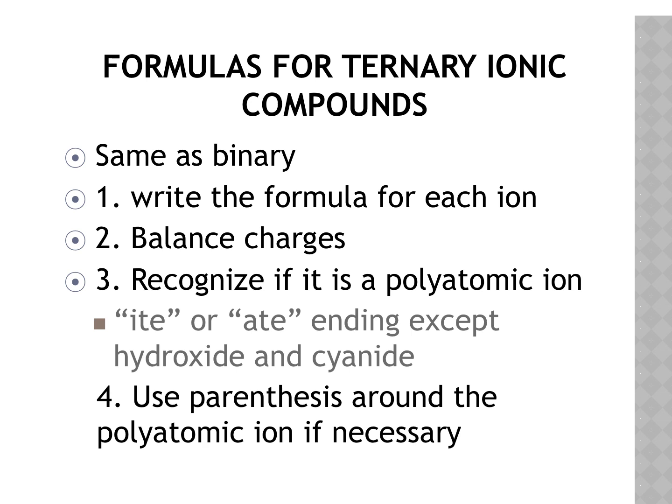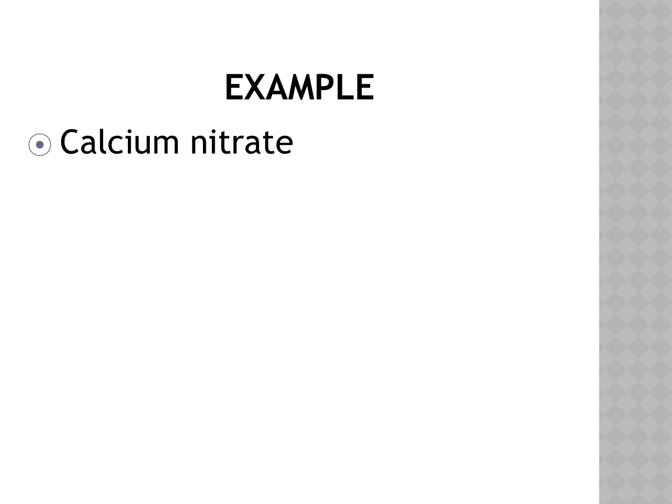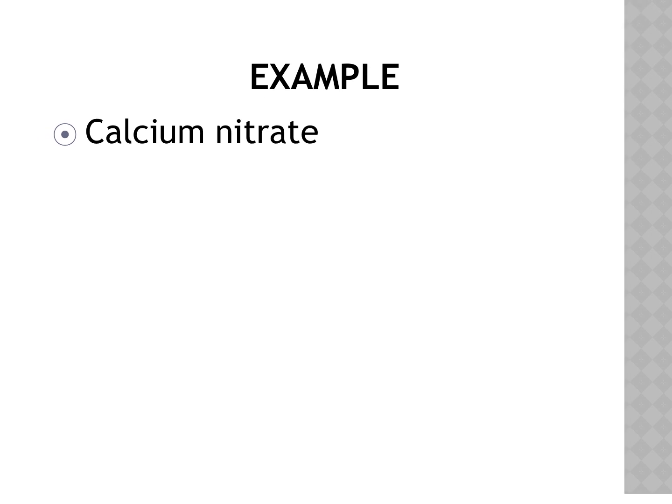And then sometimes when we write formulas, the polyatomic ion needs to be in parentheses, and I'll show you in our examples when and why it needs to be in parentheses. All right, so I give you the name calcium nitrate, and we're going to write the formula. So pretty much the same technique as we did with the binary ones. So what's the symbol for calcium? And what's the charge? Okay, 2 plus.